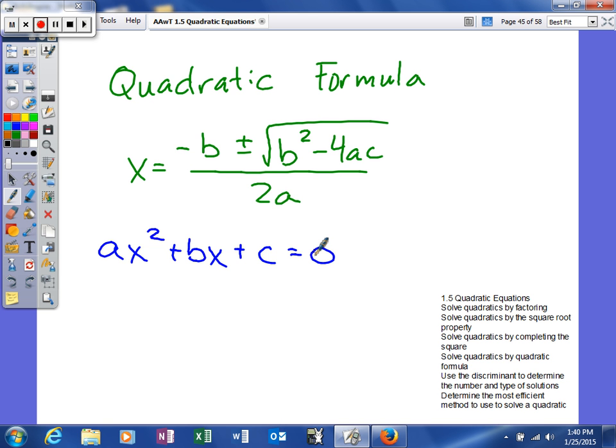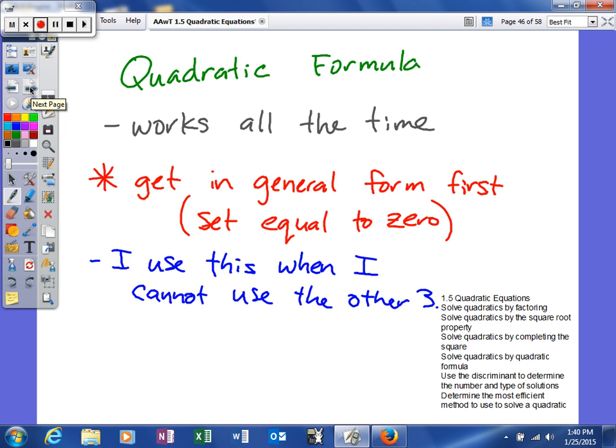Now, even though the quadratic formula is great, there are some things that you need to know. The quadratic formula works all the time, just like completing the square will work all the time. I don't always do completing the square every single time, but the quadratic formula works when I don't want to complete the square. What we need to do is get in general form first, which basically means when you set it equal to 0, and I use it when I can't use the other three.